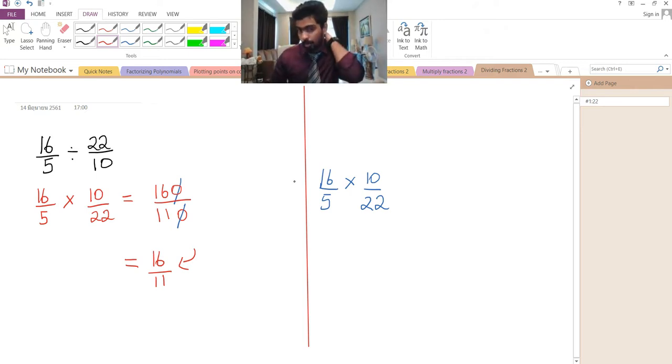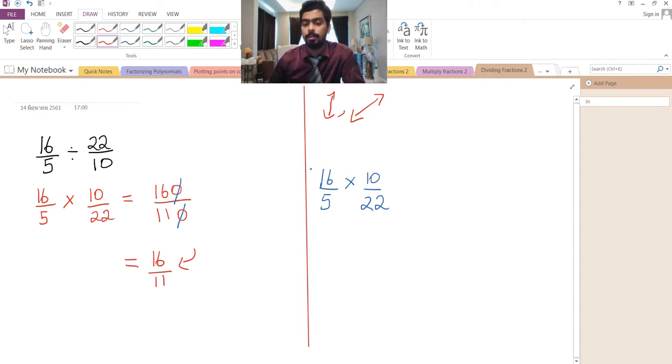And if you know how to multiply fractions, you would know that we can only simplify vertically or diagonally. We cannot do it horizontally. So we can only simplify fractions something like this or diagonally. If you're not sure, you can also go to my previous video on multiplying fractions.